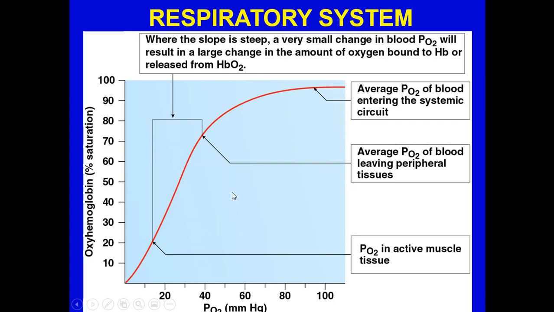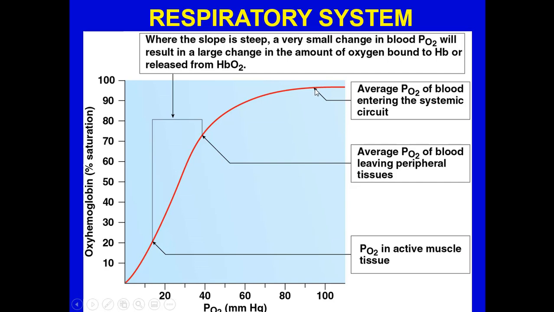oxyhemoglobin. Okay, so here's what we've got. Here is our partial pressure of oxygen. Here is the percentage of saturation of oxyhemoglobin. If we take a look at the partial pressure of oxygen in active muscle tissue, it's fairly low because active muscle tissue is constantly using up that oxygen. But just move over from here to here, and you see the average partial pressure of oxygen of blood leaving peripheral tissues.